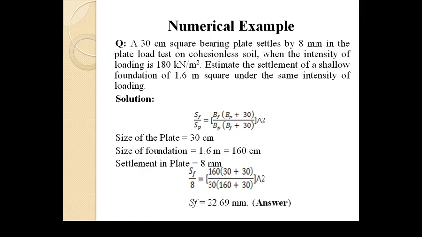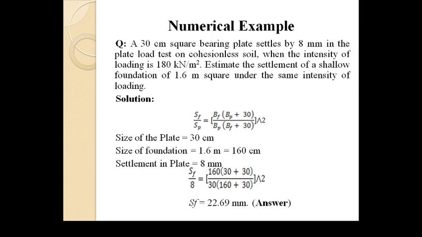So for that, we shall first write down the formula. Now size of the plate, that is BP, is equal to 30 centimeter. Size of the foundation or footing is 1.6 meter. We should convert it into centimeter, that is 160 centimeter, and the settlement of the plate is 8 millimeter. Now the load intensity is 180 kN per meter square at the plate load test, and the same load intensity is coming on the footing or the foundation in the actual case. So we can use this formula safely.